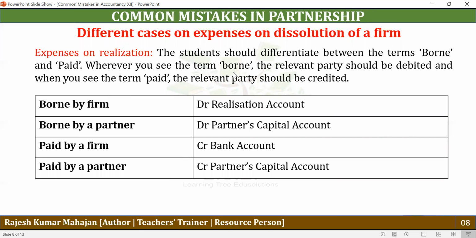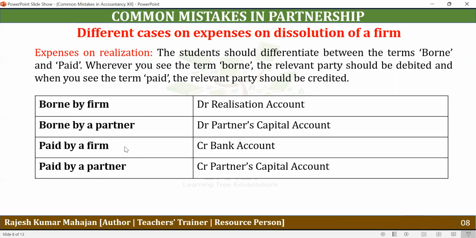Whenever you see the term borne, the relevant party, whether it's a partner or a partnership firm, should be debited. So in case of a partnership firm, realization account is debited, and in case of a partner, the concerned partner's capital account is debited. And when you see the term paid, then the relevant party should be credited. So in case of the firm, cash or bank account will be credited, but in case of a partner, the concerned partner's capital account will be credited.